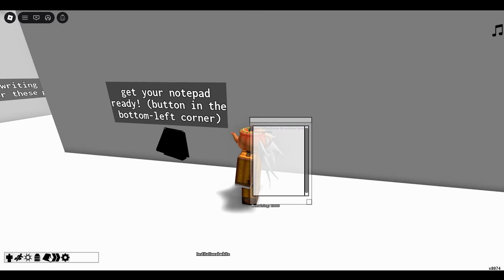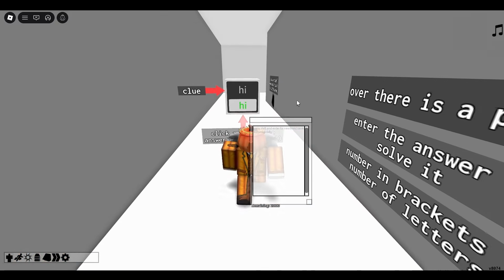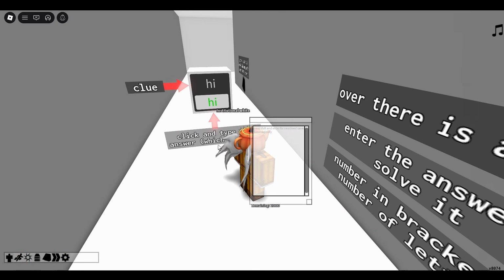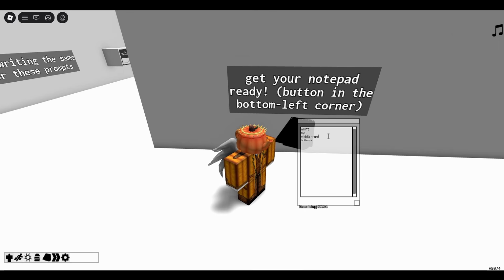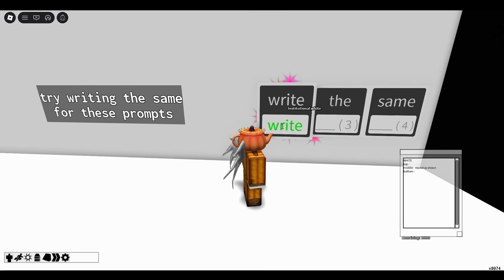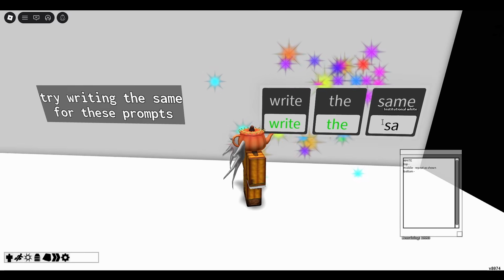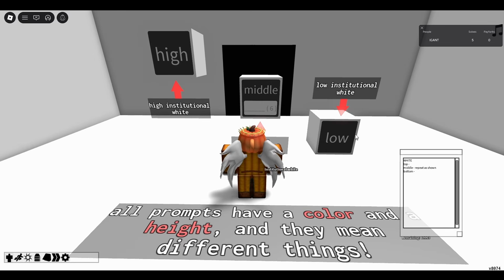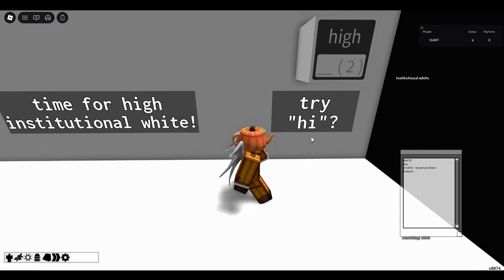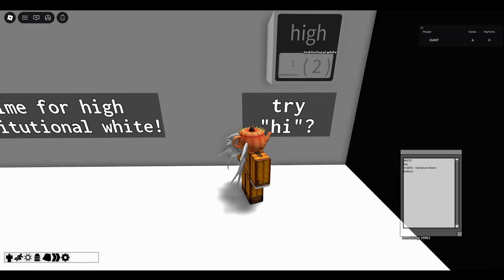So we have a notepad here where we're going to have to write rules down, right? Because each colour in each position has a rule. The rule here is that middle white is going to be repeat the word, right? So middle is repeat as shown. Write the same. There we go. Open. So look, there's high, middle, and low. So high institutional right. So the answer to this is high.